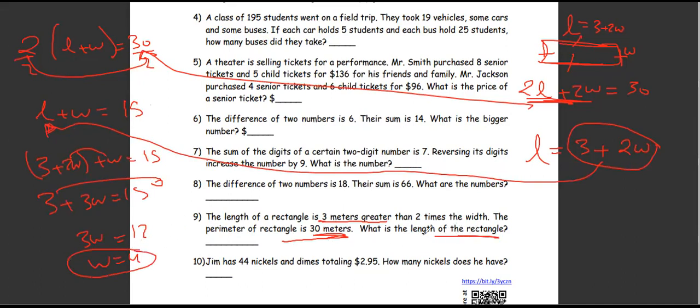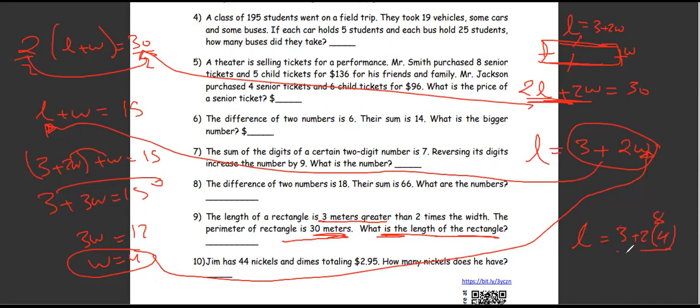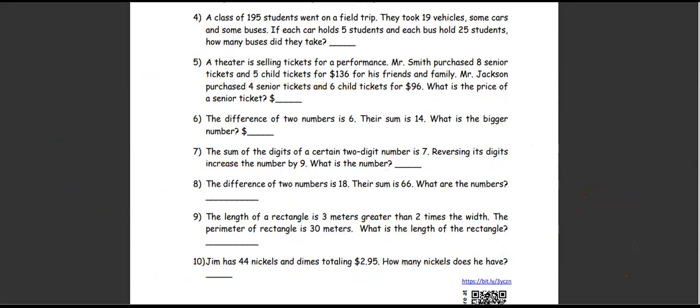What is the length? The question is actually asking for the length. So let's plug in the width here. So L will be 3 plus 2 times the width, which is 4. 2 times 4 is 8. 3 plus 8 is 9, 10, 11. So the length is actually 11. Let's move on to the last and least question we have here.